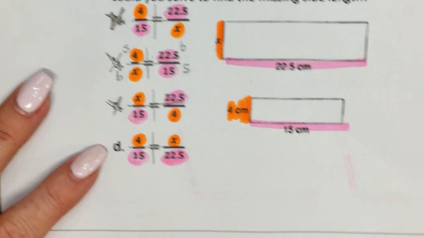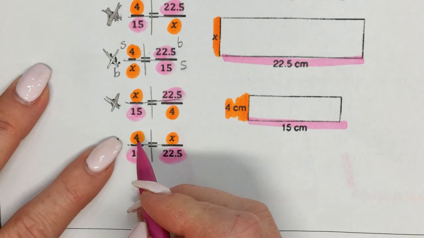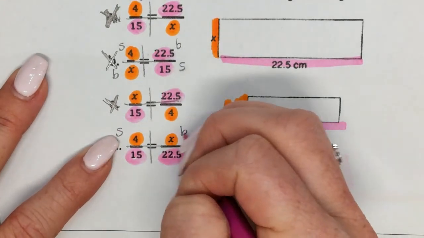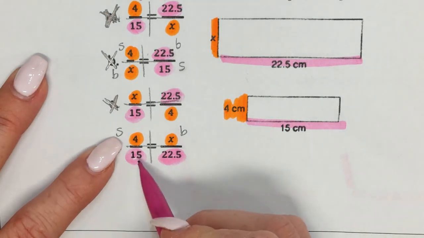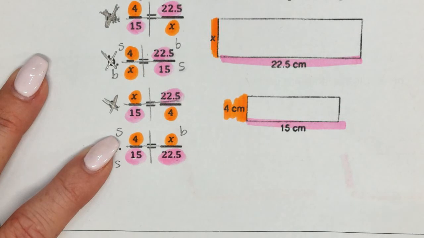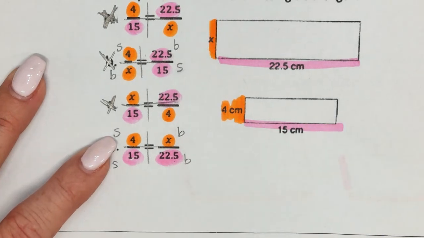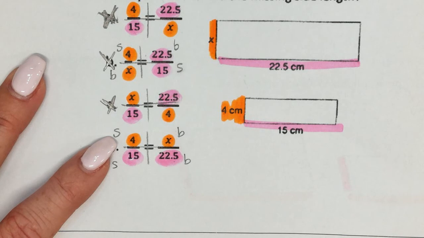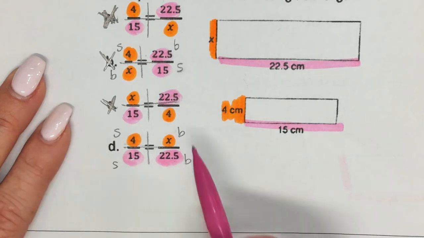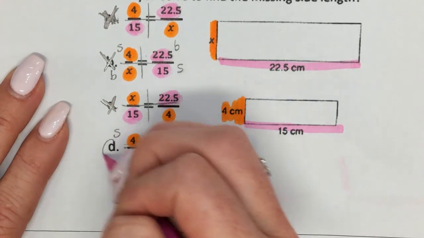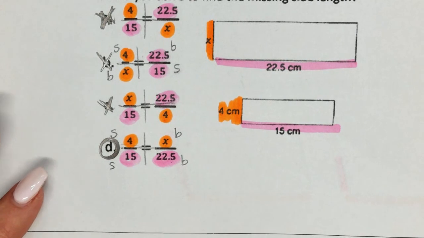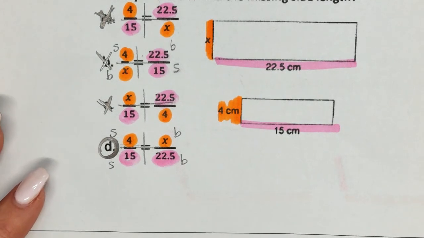Let's look at D. Where did 4 come from? Small. Where did X come from? Big. Where did 15 come from? Small. Where did 22.5 come from? Do you see how the colors line up? They're orange on top of pink. The smalls are on the left. The bigs are on the right. That is a good proportion. It's not too bad when you color coordinate, right?